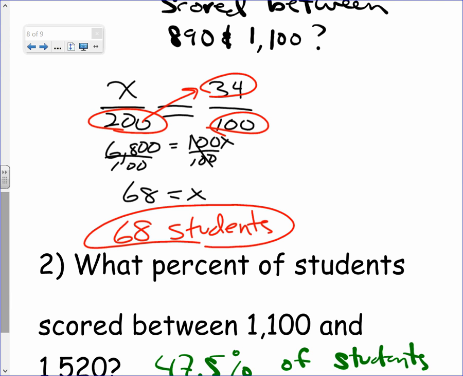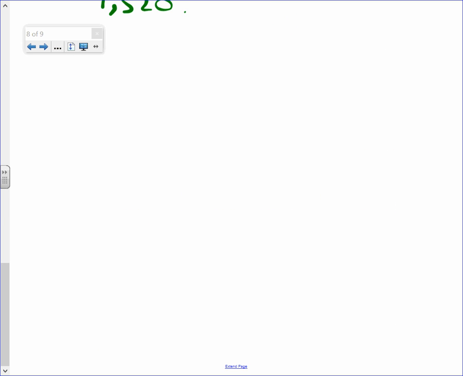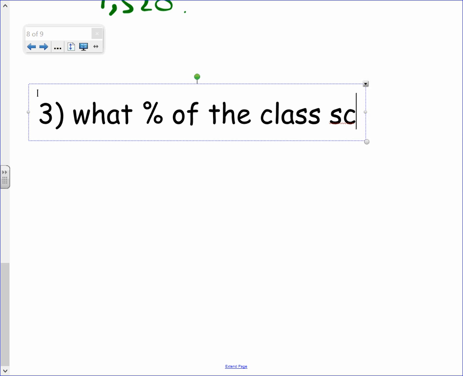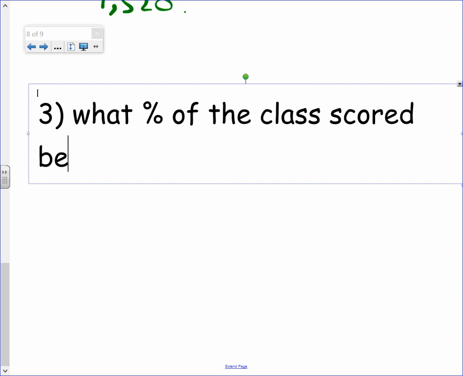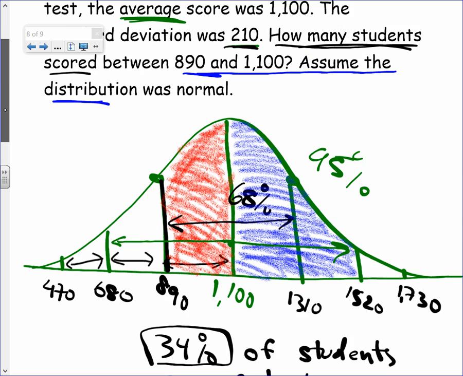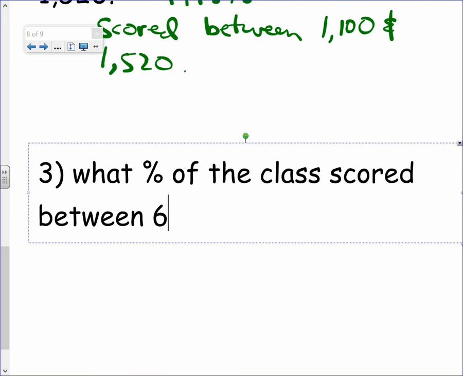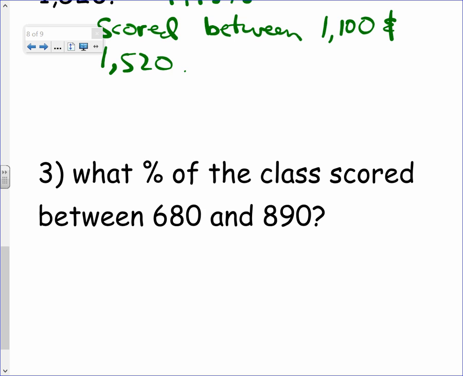So question 3 on our warm-up. Question 3 is, what percent of the class scored between 680 and 890? 680 and 890. So copy that down.